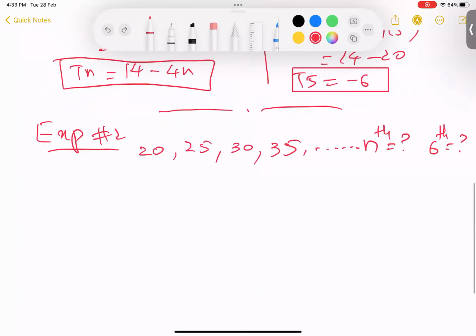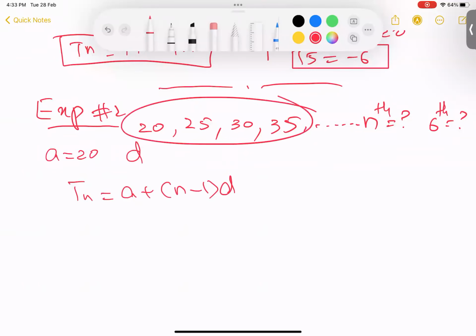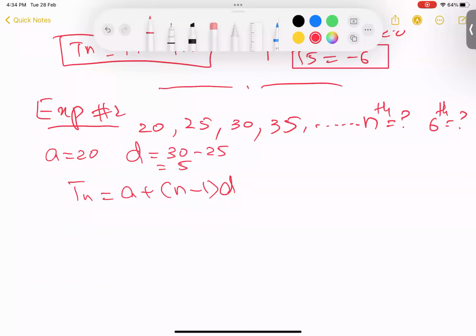First of all, job number 1. What is this A? Because the formula, you know it very well. Formula is Tn is equal to A plus n minus 1 into D. Please write this formula again and again, because as you're starting the chapter, you may even forget. So first term is 20. So I'm writing here A is equal to 20. And what is the common difference? You can take any 2 consecutive numbers. For example, I take from here 30 minus 25. Don't say 25 minus 30, wrong. Next term minus the previous term. I'm getting 5.